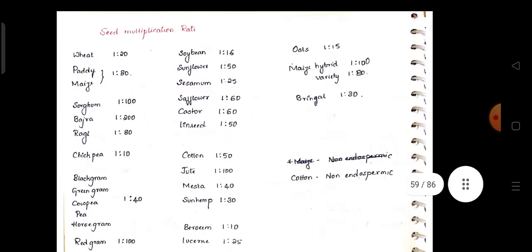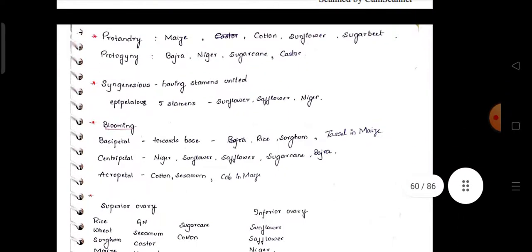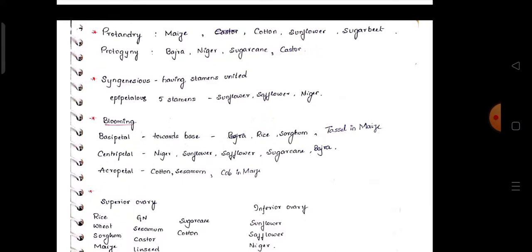Seed drying. Normal drying is practiced in cereals, quick drying in rapeseed and mustard, and slow drying in pulses. Now, protandry condition is observed in maize, cotton, sunflower, sugar beet; protogyny in bajra, niger, sugarcane, castor.